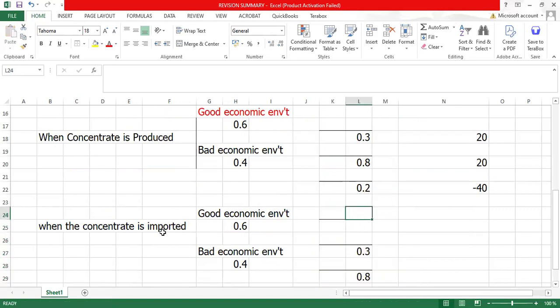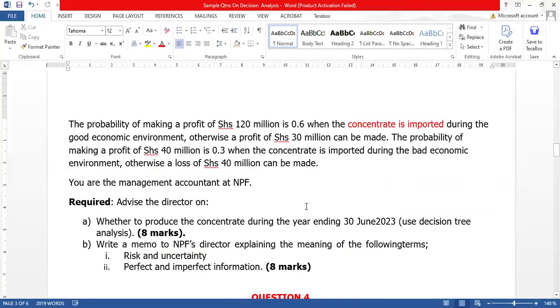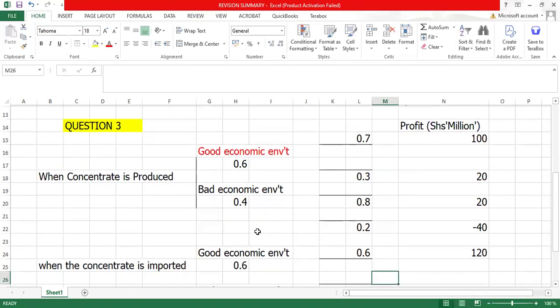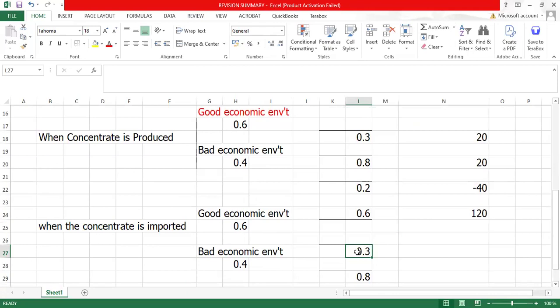So here the percentage is what? When the concentrate is imported and you're operating in a good economic environment, they are telling us that it's 0.6. The chance is 0.6 for you to make a profit of 120 million. So the outcome is 120 million. Then next, it means that the remaining percentage here is 0.4.